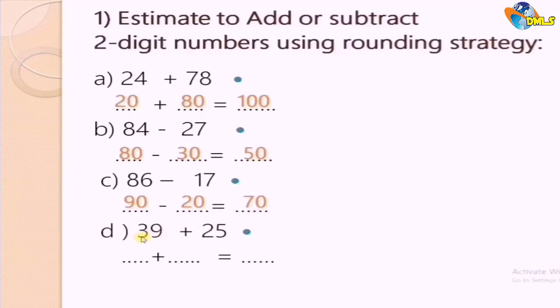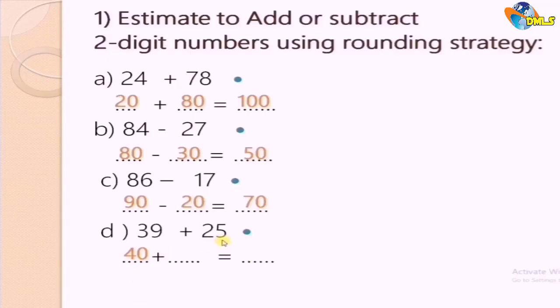Question D. 39 plus 25. Estimate by using the rounding strategy. It is a two-digit number, so of course I will look at the ones digit. The ones digit here is 9, and 9 is a strong digit, so we will round up. So 39 after rounding it up will be 40.